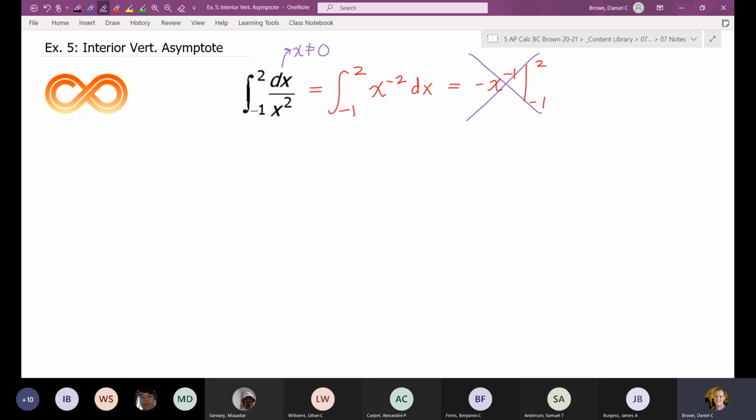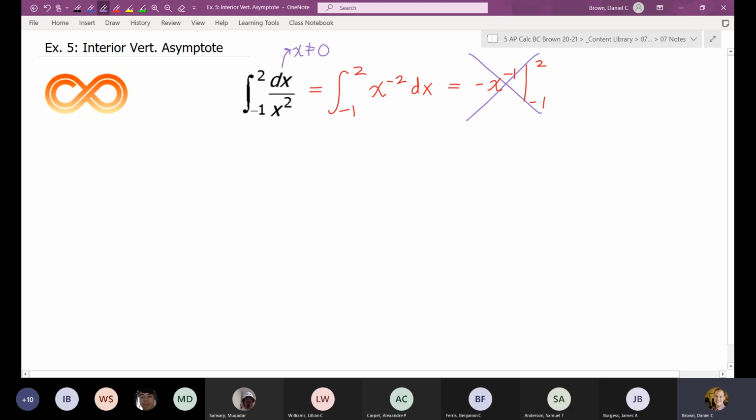And 0 is between negative 1 to 2. To be clear, if I was integrating from 1 to 2, it wouldn't be an issue because 0 would be outside of that interval. But since 0 is inside that interval, we're not dealing with an infinity right now, but we do want to somehow take care of that 0.